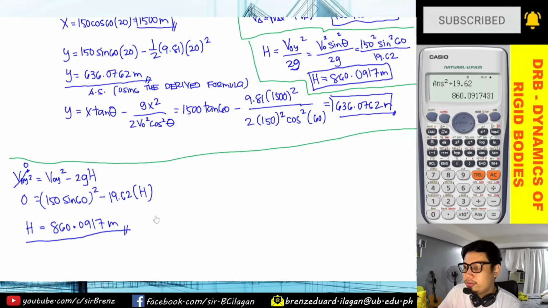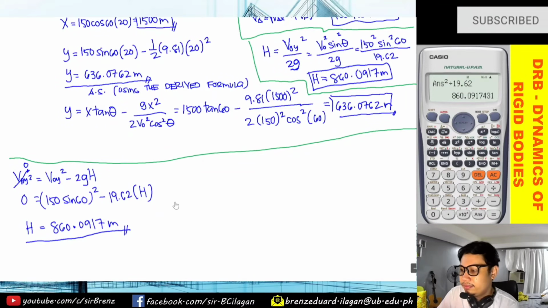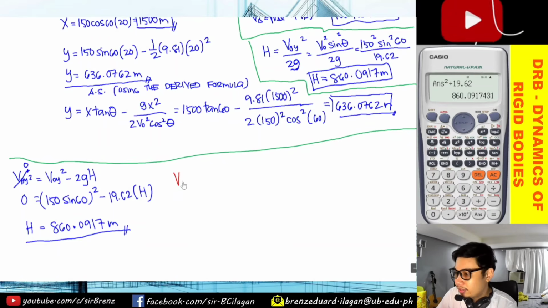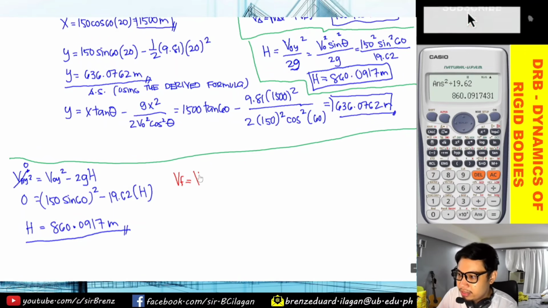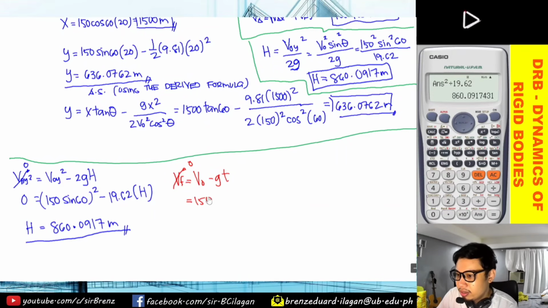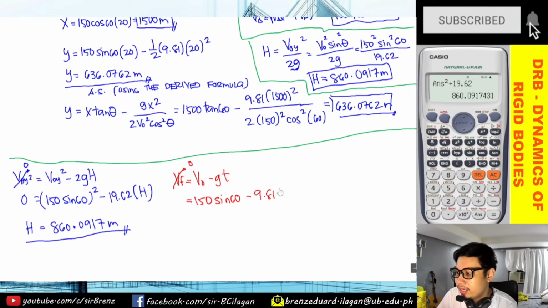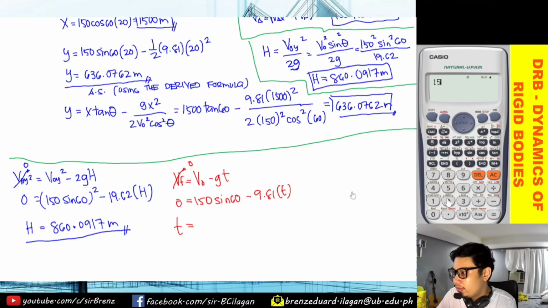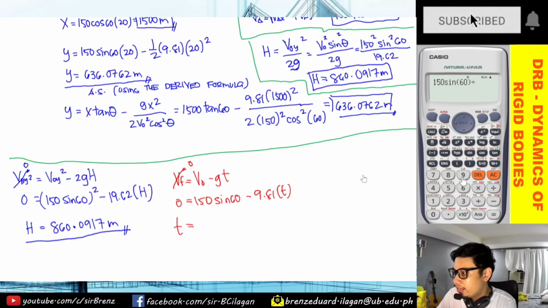Okay, so how can we solve for the time here? Yung final velocity is equals to initial velocity minus gt. Kung saan yung final velocity natin dito, or yung V_y mo, is equals to 0. So, kailangan na lang natin dito is yung V_0y, or that is 150 sine 60, and then minus 9.81 times time. So, we will have here the time.